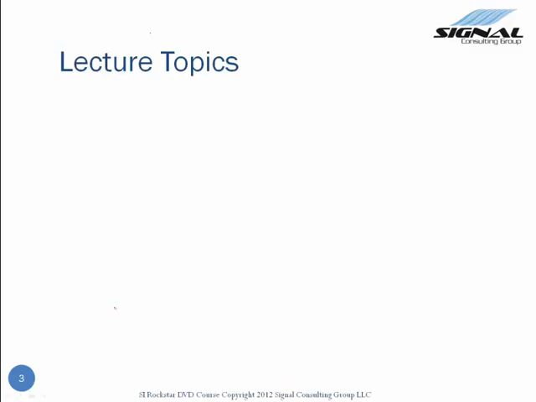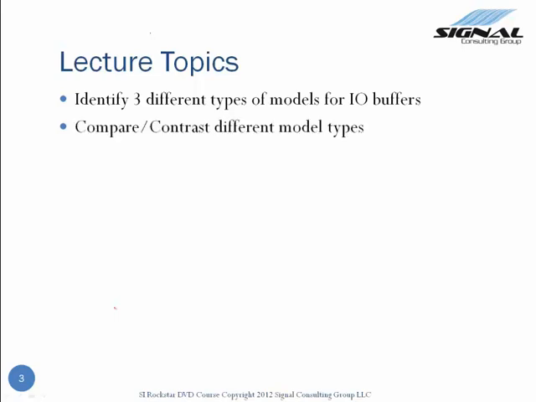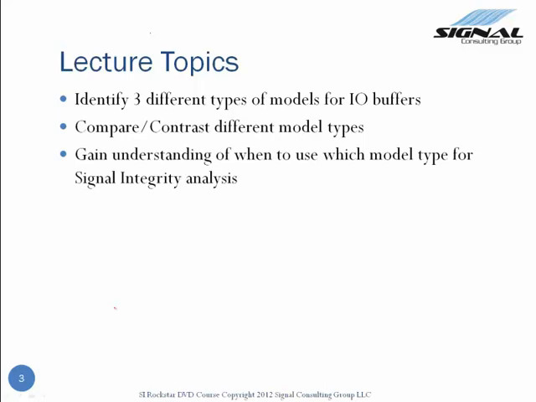So let's move on to the lecture topics of what we're going to talk about in today's lecture. So we're going to identify 3 different types of models for I/O buffers. And when I talk about I/O buffers, I'm really talking about the device silicon. So this is really going to be your driver or receiver, anything in your interface channel that's an active device. So then we're going to compare and contrast the different model types. And the whole idea is really to gain an understanding of when to use which model type for signal integrity analysis.